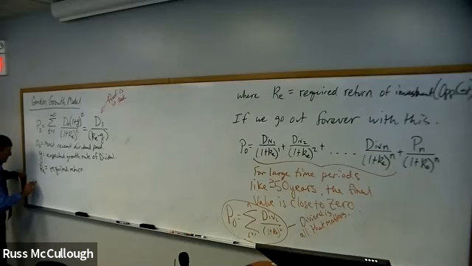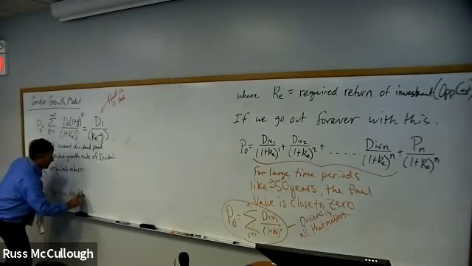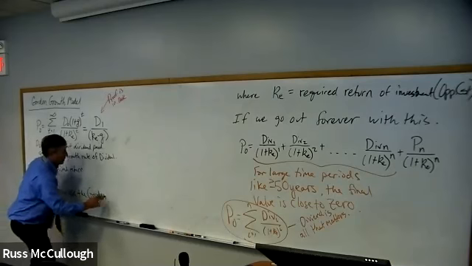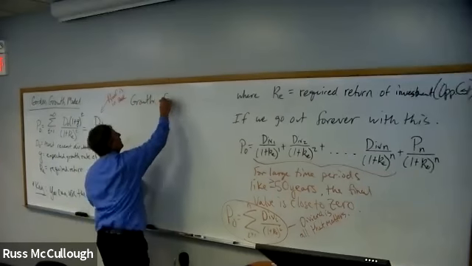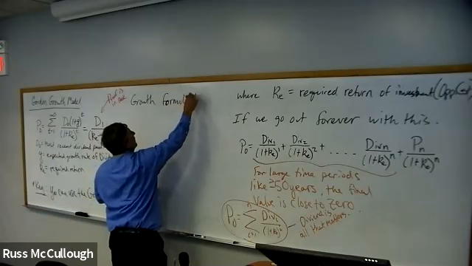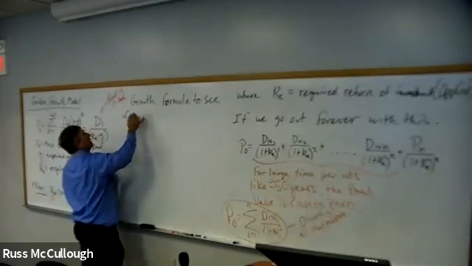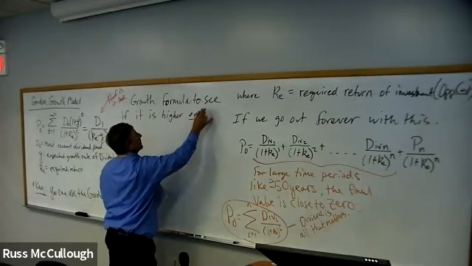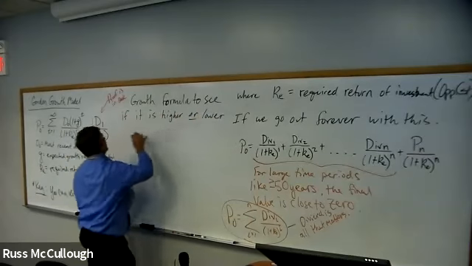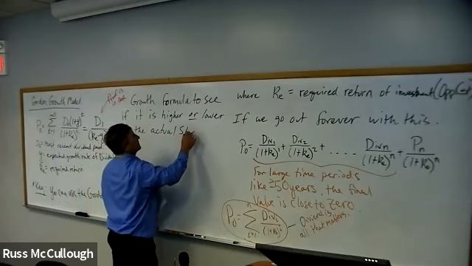Let's see, so key point: you can use the Gordon growth formula to see if it is higher or lower than the actual stock price.